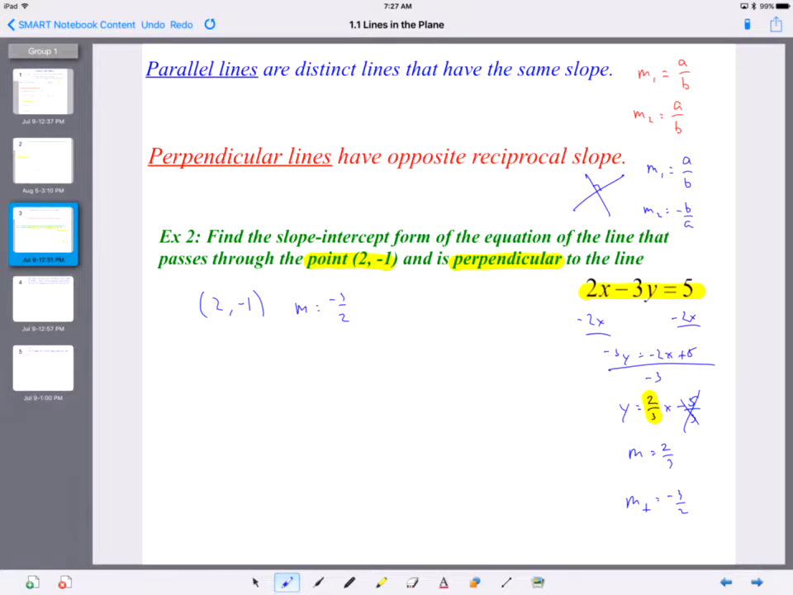And the answer, I mean, compared to what we just did, you got a point and a slope. You're only writing in slope-intercept form. You should be good to go. I'm going to use point slope first. So y minus negative 1, so that's plus 1, is equal to your slope, which is negative 3/2 x minus 2.